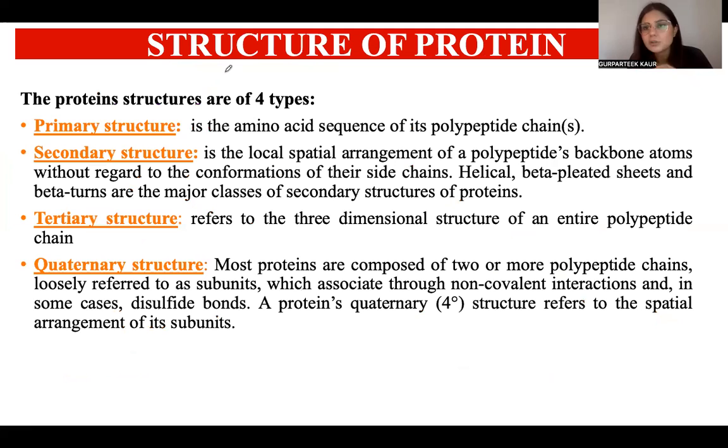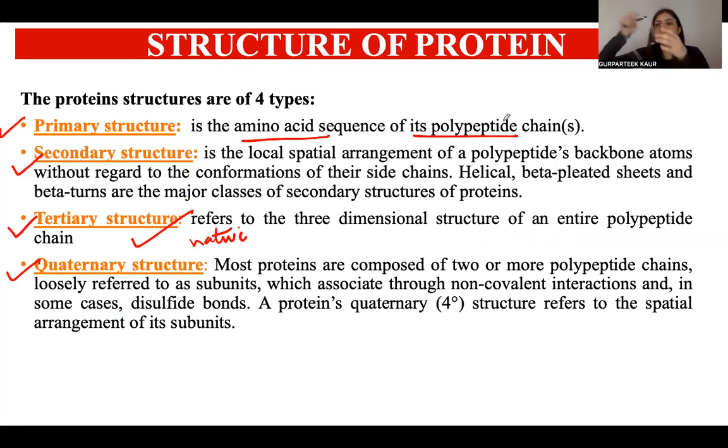So the structure of the protein has been divided into 4 groups, 4 levels. First is the primary structure. Second is the secondary structure. We have tertiary structure, which I was talking about, the native conformation. And the fourth is the quaternary structure. Primary structure is the amino acid sequence of its polypeptide chain.